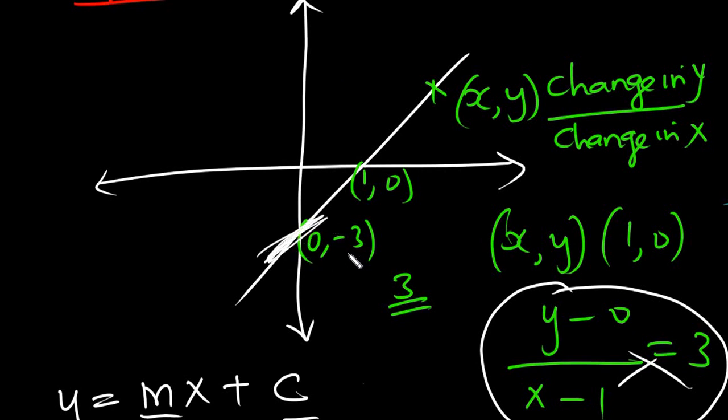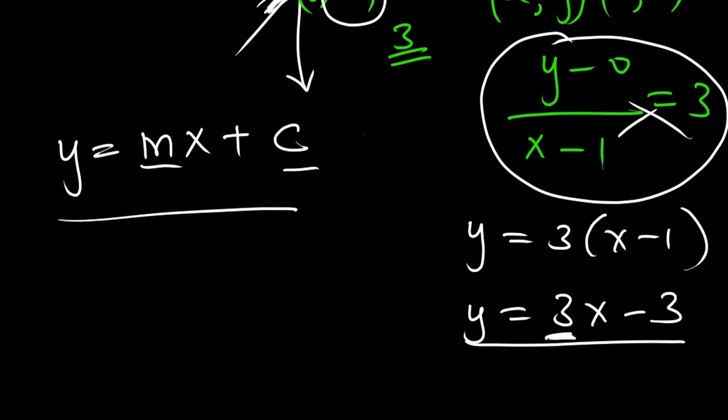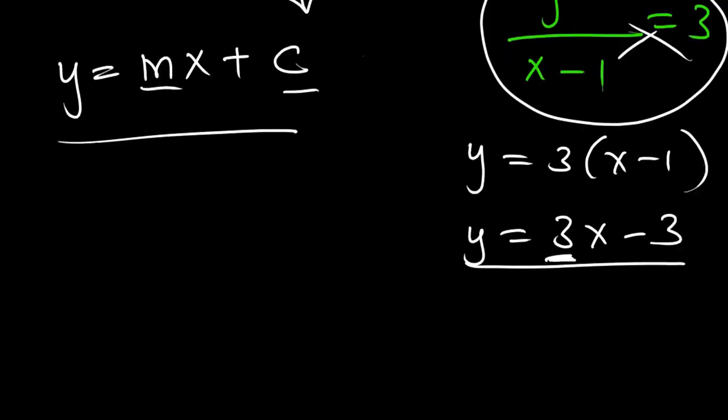So the y-intercept is the point where this line cuts the y-axis, or rather the value of y where this line cuts the y-axis. So here the value of y is -3, which is represented by C here. So C is -3.